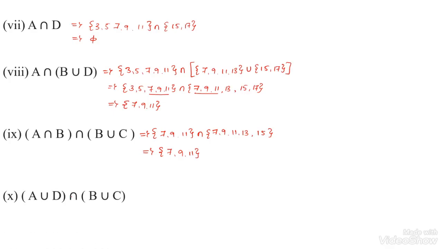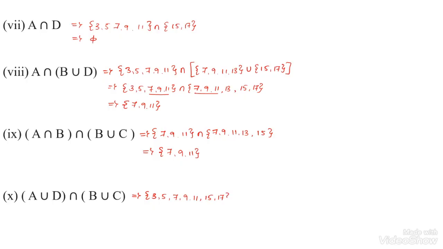Now, let us move on to the next question. A union D. First we have to write A union D. What are the elements of A? That is 3, 5, 7, 9, 11. What are the elements in D? The elements are 15 and 17.